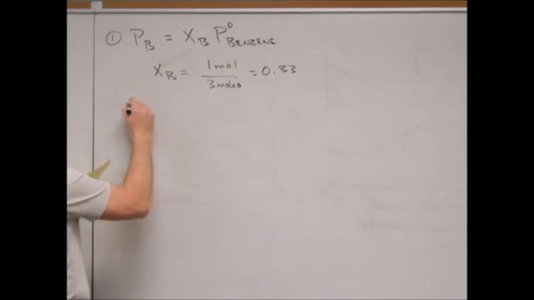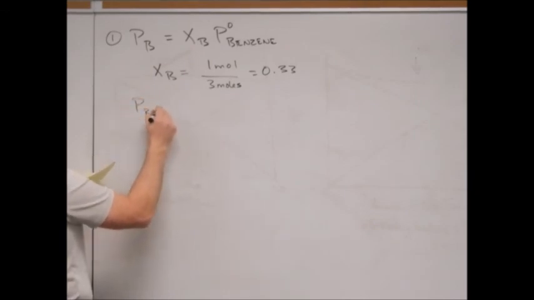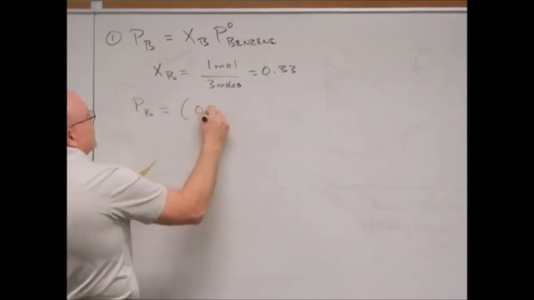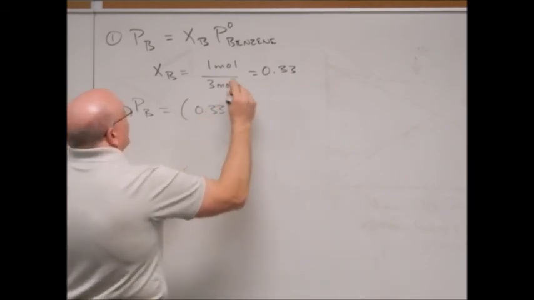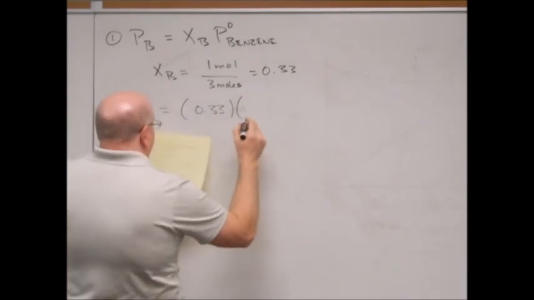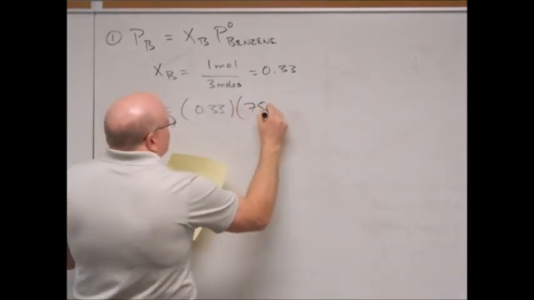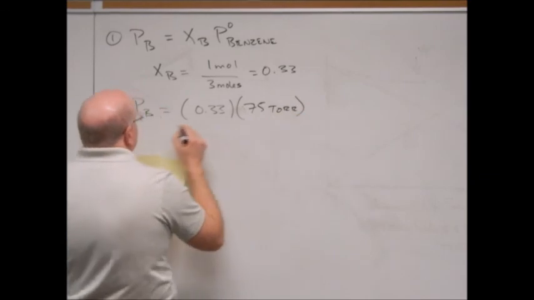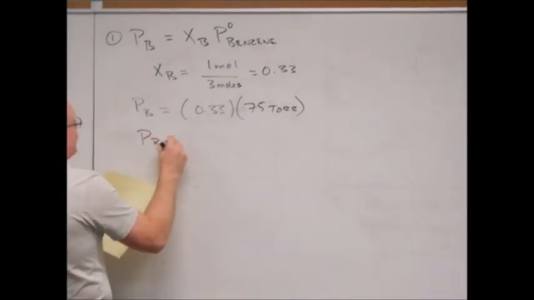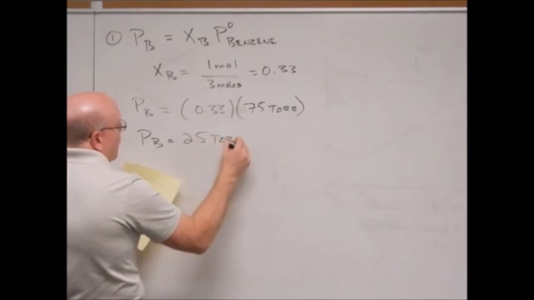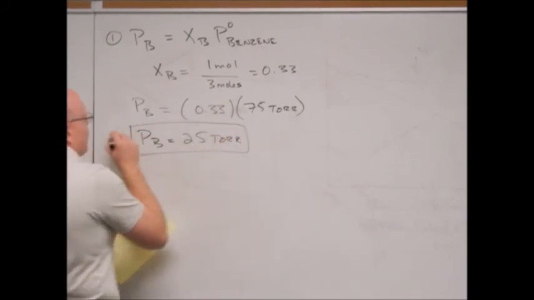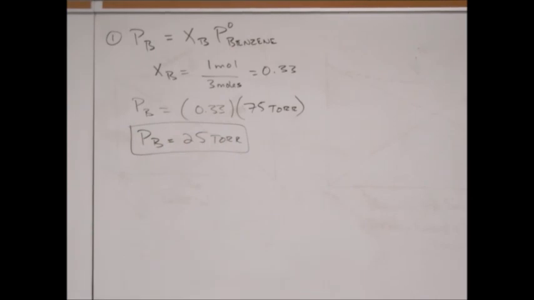So if we take that, it tells us that the pressure of the benzene is 75 times 0.33. The pressure of the benzene above the liquid is about 25 torr. First thing we're looking for, pressure of the benzene. We do the exact same calculation.